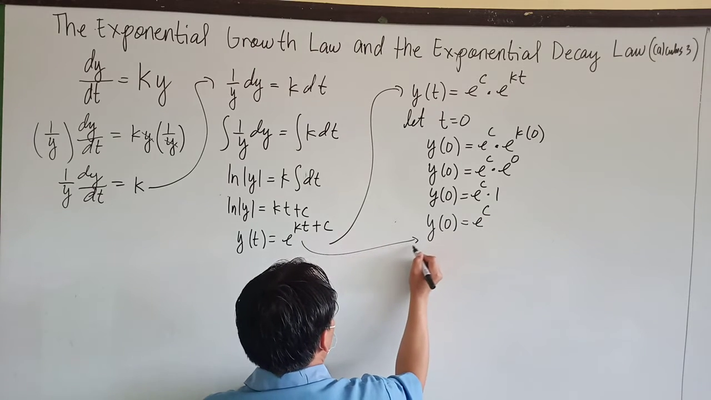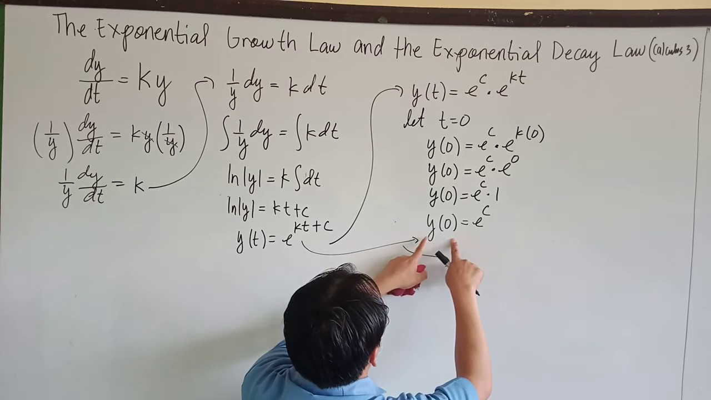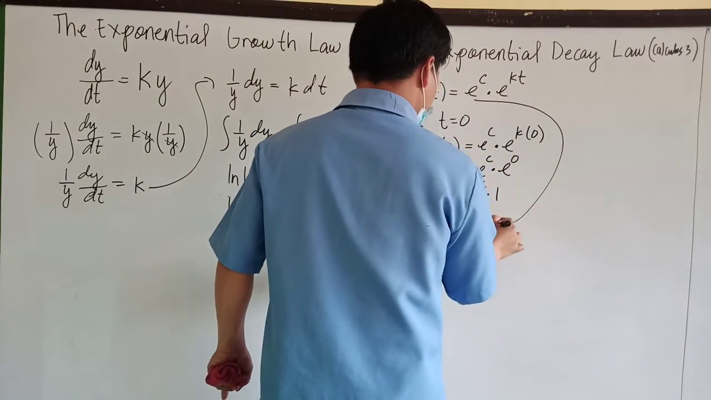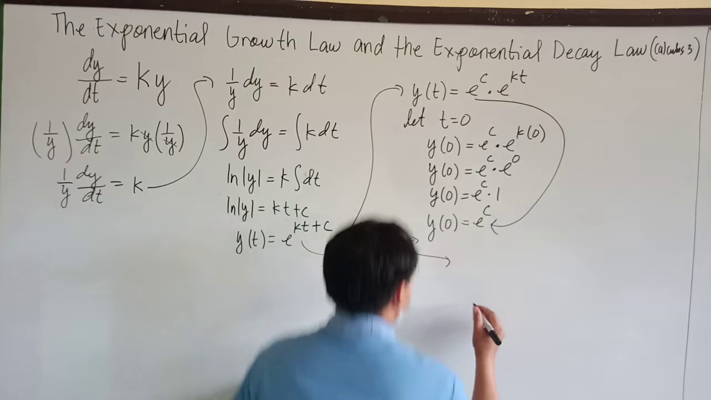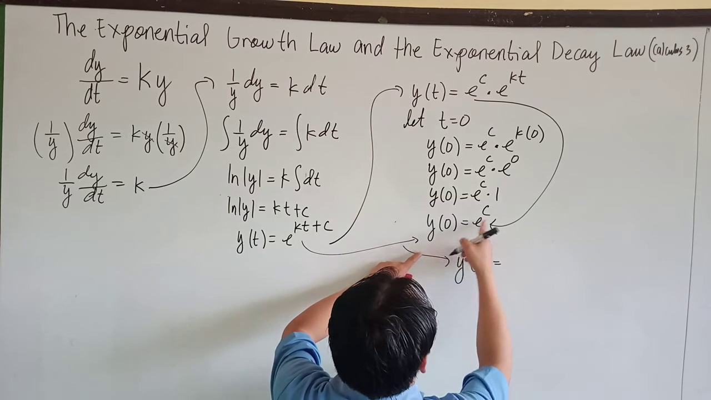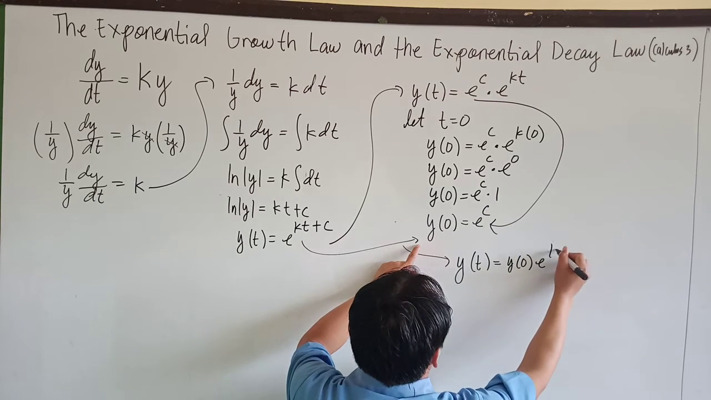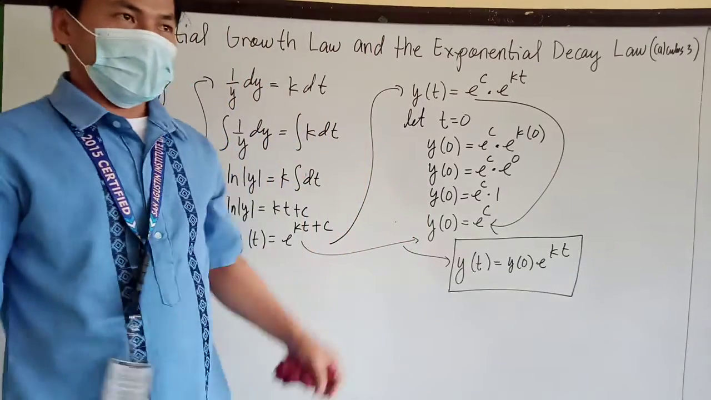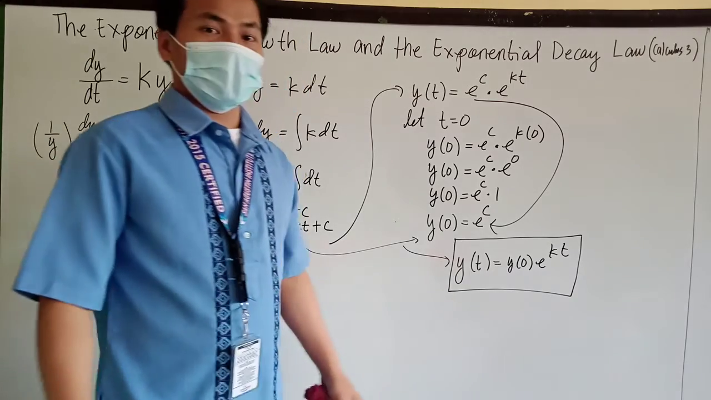We can now use this. Instead of writing e to the power of c, we can rewrite it as y of 0, our initial value for y. Therefore, y of t is equal to e to the power of c, which is y of 0, multiplied by e to the power of kt. This is the mathematical model that we are going to apply in solving the exponential growth law and the exponential decay law.